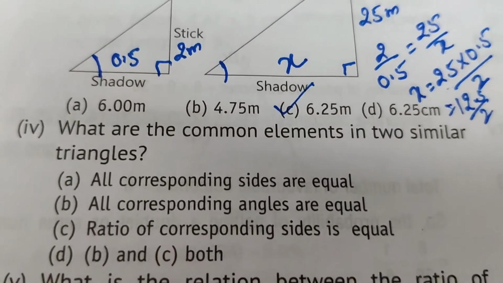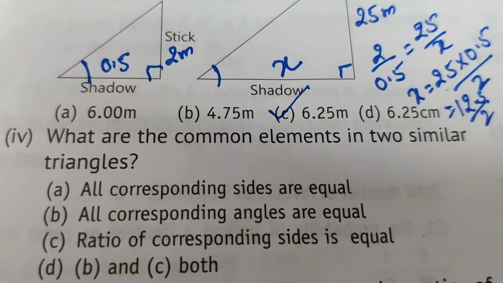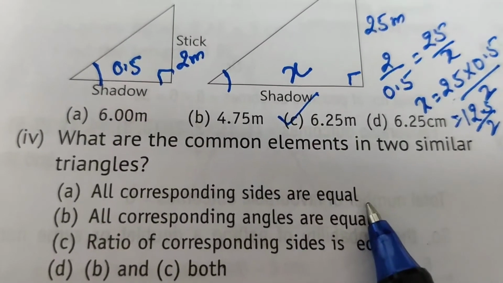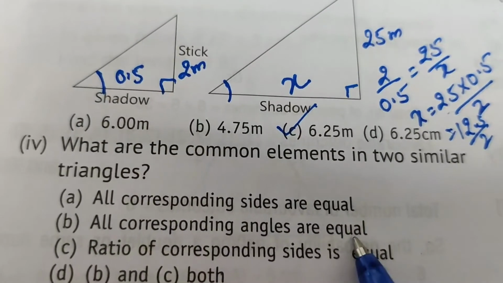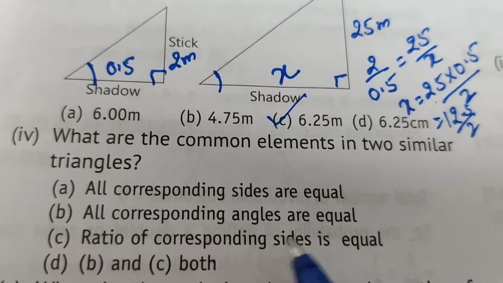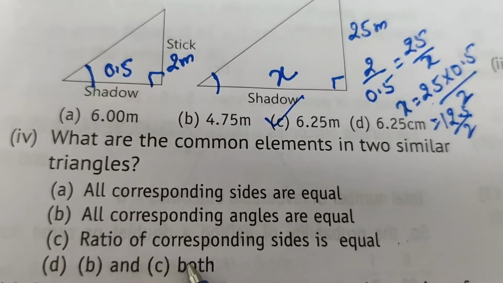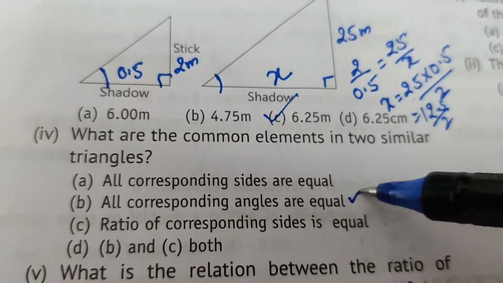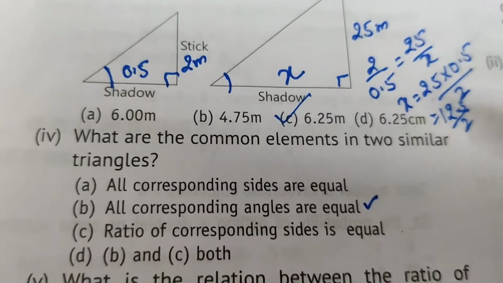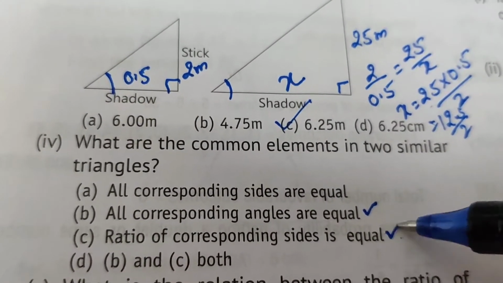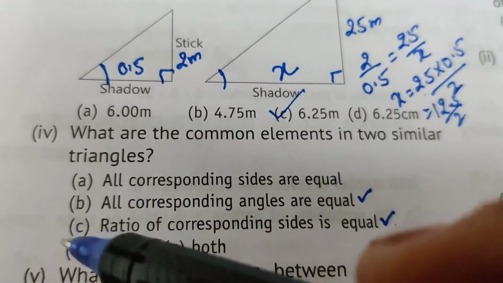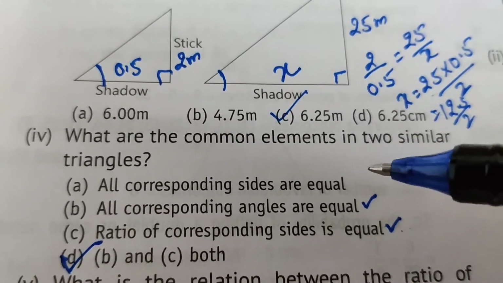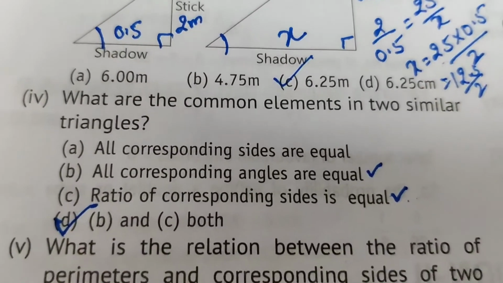Next. Question number 4. What are the common elements in two similar triangles? A: All the corresponding sides are equal. B: All corresponding angles are equal. C: Ratio of the corresponding sides is equal. D: B and C both. If the triangles are similar, it means the corresponding angles are equal and the ratio of the corresponding sides is equal. Therefore, B and C both. Corresponding sides are not equal, they are in ratio.